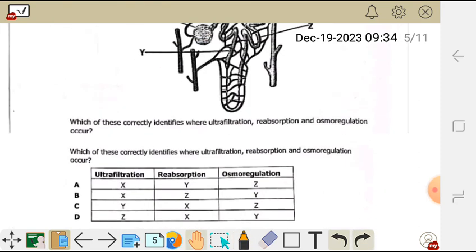So let's see here on our options. So in X we have ultrafiltration, correct. Then in Y we have reabsorption there. So Y reabsorption and Z osmoregulation. So the correct answer here is A. Correct answer for question 18 is A.